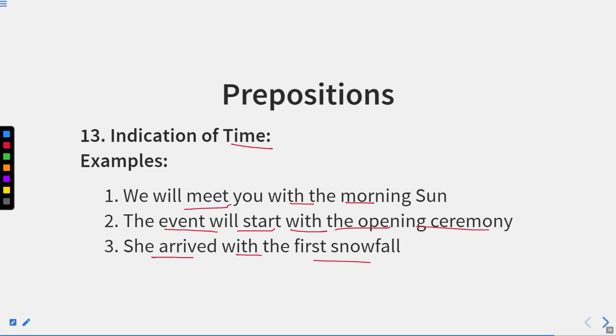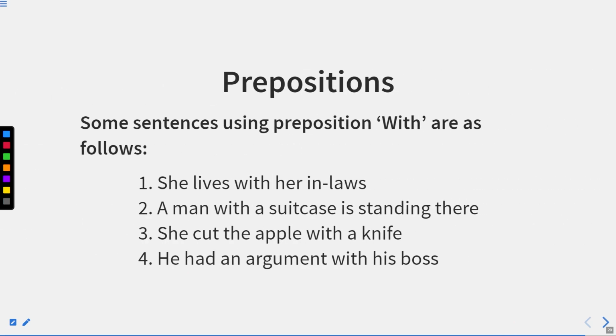She arrived with the first snowfall. So when the first snowfall arrived, she also arrived. It means the time of these two actions was the same. So with is showing just the indication of that particular time. Now let us move further.